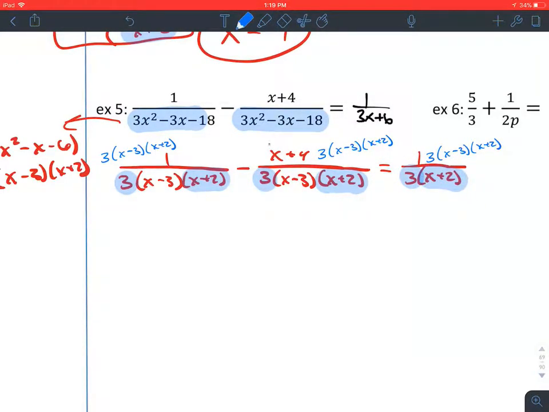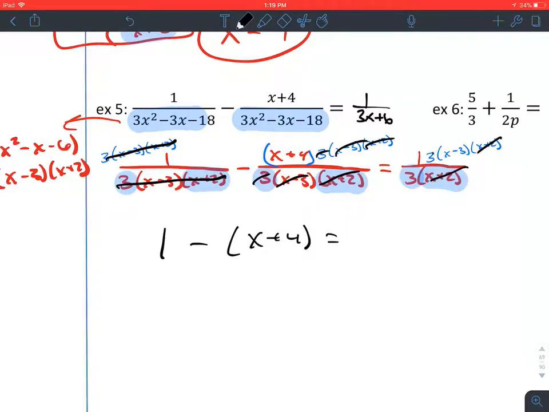If your numerator has more than one term in it, you need to put it in parentheses. So on this first term, the entire thing cancels. We're left with a 1 minus. On the next one, 3 cancels, x minus 3 cancels, x plus 2 cancels, so we're left with an x plus 4. I intentionally left it in parentheses because of this minus sign. It's going to change some things.